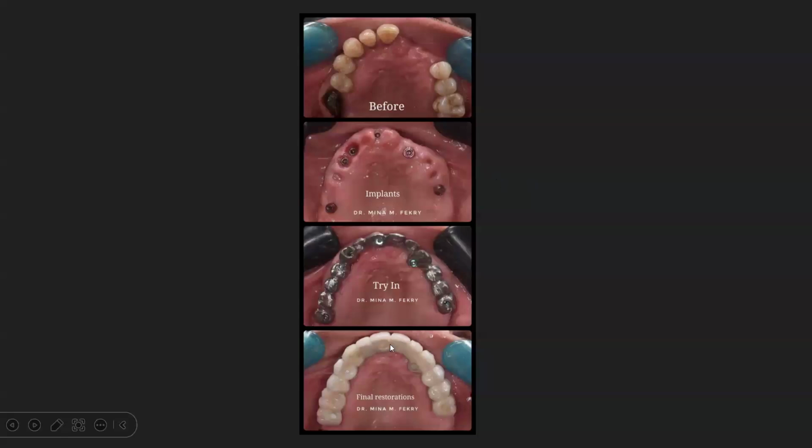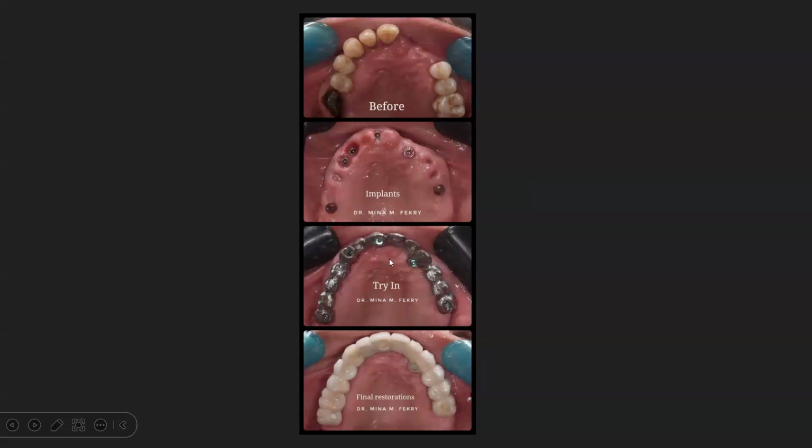your implant to restore each tooth prosthetically correct. You have a molar, you have an implant inside this molar. The implant for a canine, implant for a central.